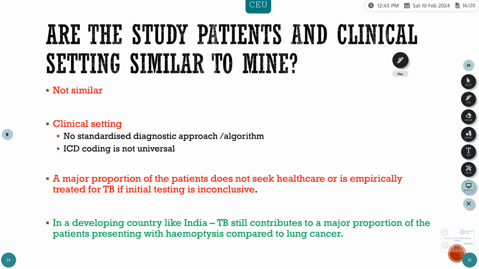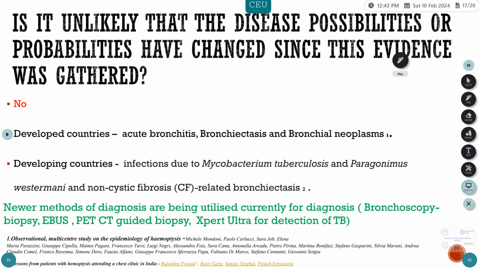And is it unlikely that the disease probabilities or possibilities have changed since this evidence was gathered? So, it is definitely likely that the disease probabilities would have changed, because now we have newer methods of diagnosis being utilized currently, which are bronchoscopy, EBUS biopsy, PET-CT guided biopsy, and Xpert Ultra for detection of tuberculosis. With these newer methods of diagnosis, the disease probability would definitely change significantly. And other than this, the baseline setting itself was different from our setting.